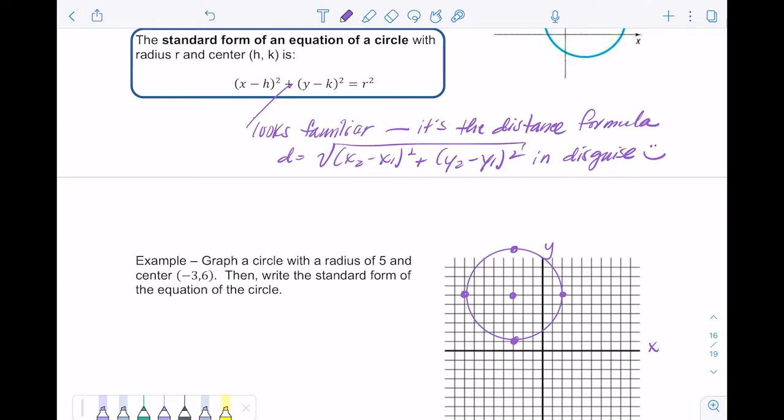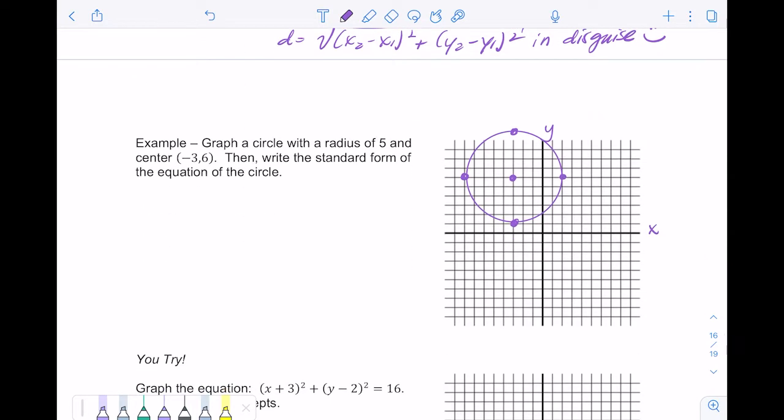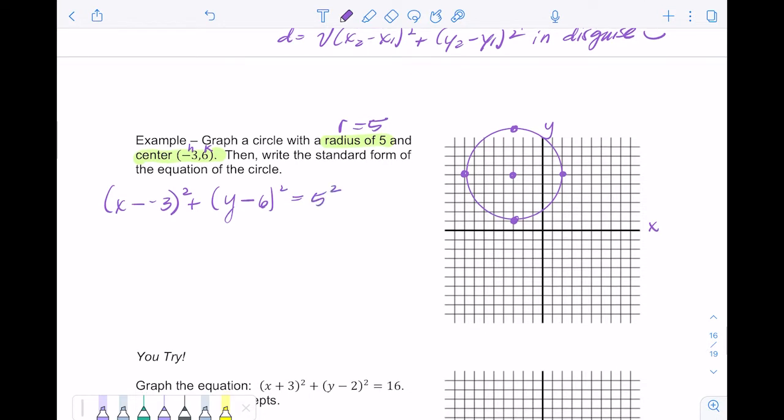So now what would that equation look like? Well, I need my r, which is right here. So I know my r is 5. And I need my h and my k, which come from the center. So I know my h is negative 3 and my k is 6. So now I'm just going to plug it into my formula. I have (x minus h) squared plus (y minus k) squared equals r squared.